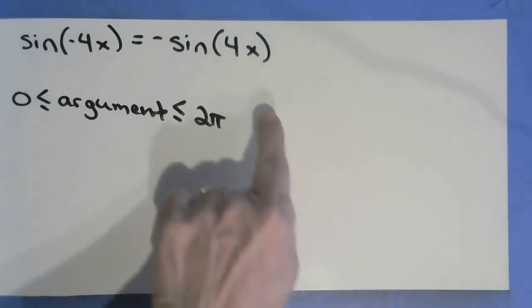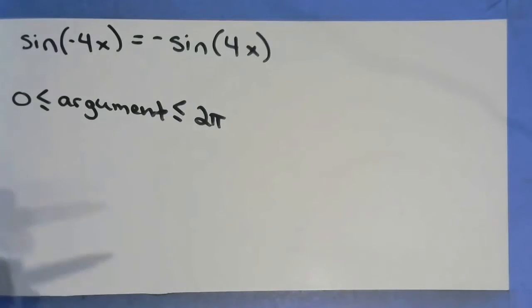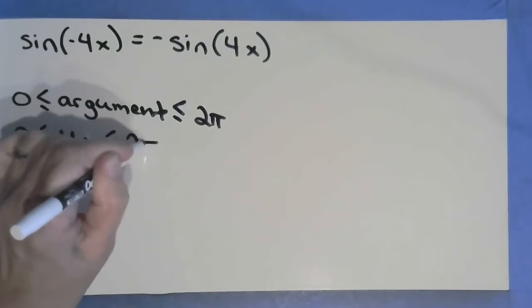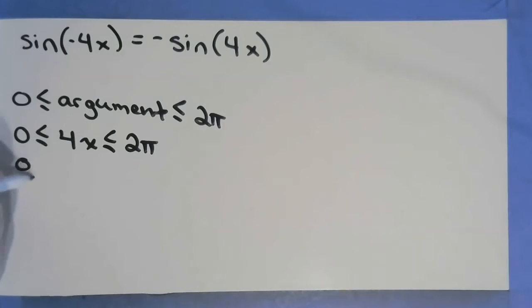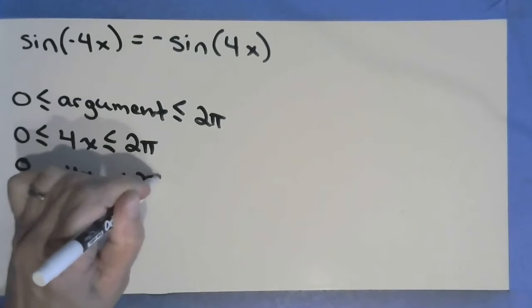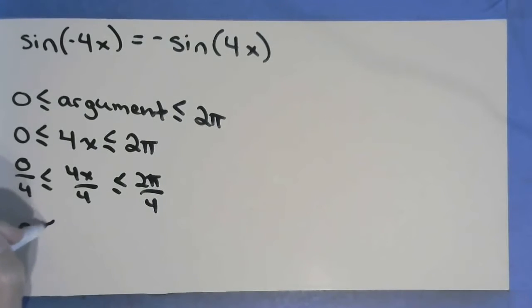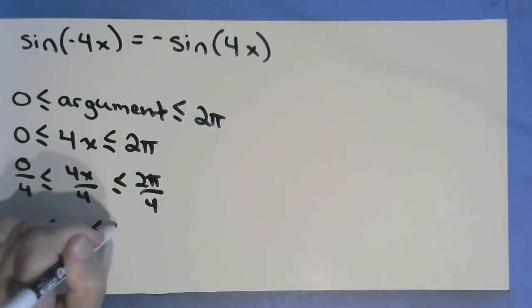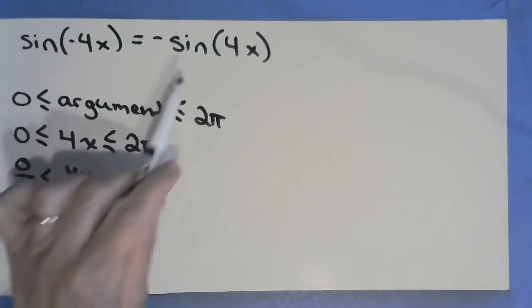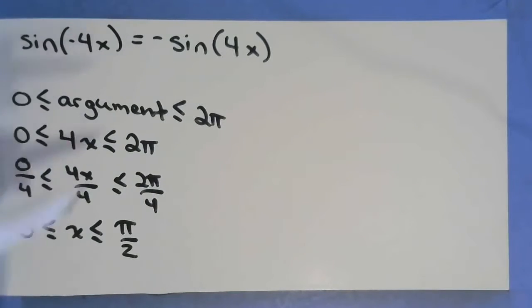Now, just looking at the 4 part, we set up our calculation to figure out the period, and we say 0 is less than or equal to 4x is less than or equal to 2 pi. So then we divide everything by 4, and we get 0 is less than or equal to x is less than or equal to pi over 2. So this is the period of our function, sine of 4x or minus sine of 4x. They have the same period.